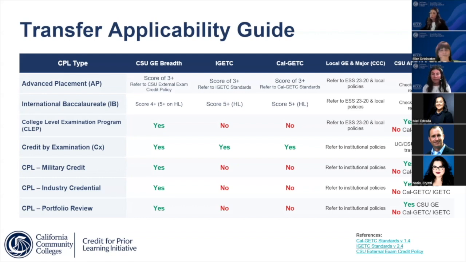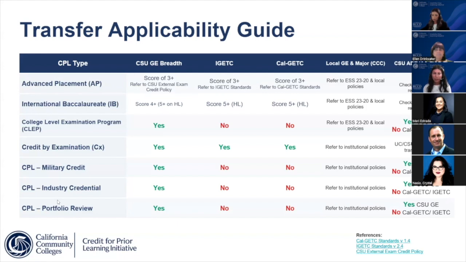Now, credit by exam, you can pretty much apply that to any of our transfer GE patterns. So CSU GE, IGETC, CalGETC, those are all acceptable to apply those. And now in terms of your local program, GE or major, you need to refer to your institutional policies as those are going to differ. And the UC and CSU are going to accept any transcription of credit by exam that's on the transcript.